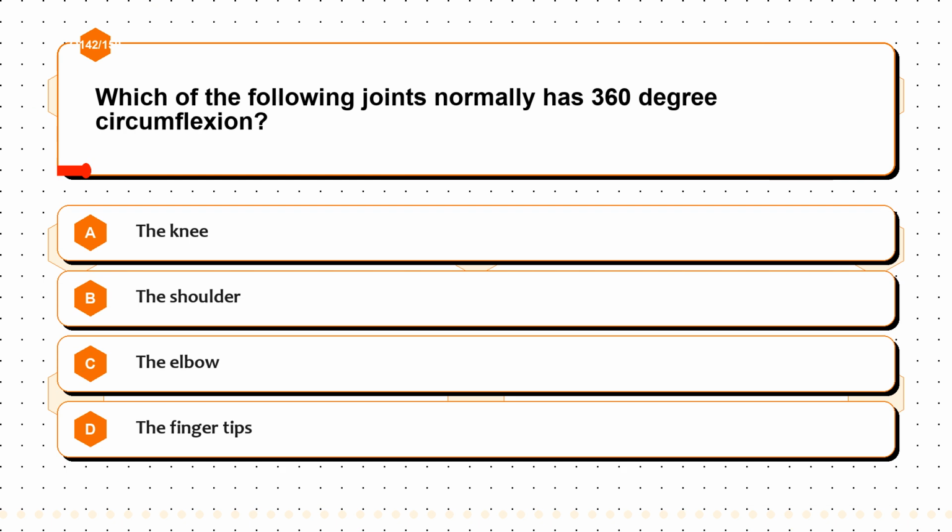Question 142. Which of the following joints normally has 360-degree circumflexion? Here are the options. Option A. The knee. Option B. The shoulder. Option C. The elbow. Option D. The fingertips.